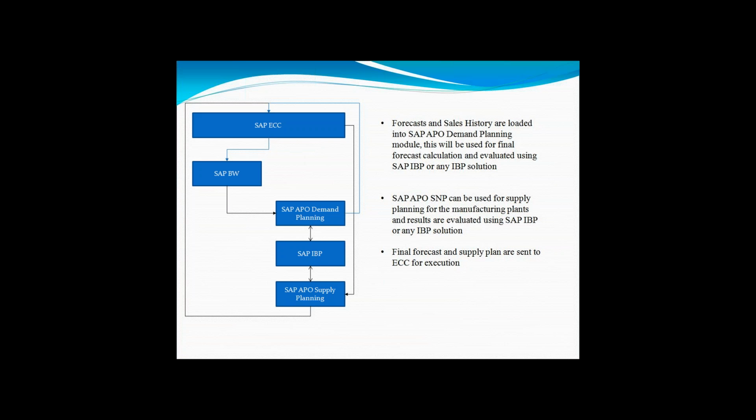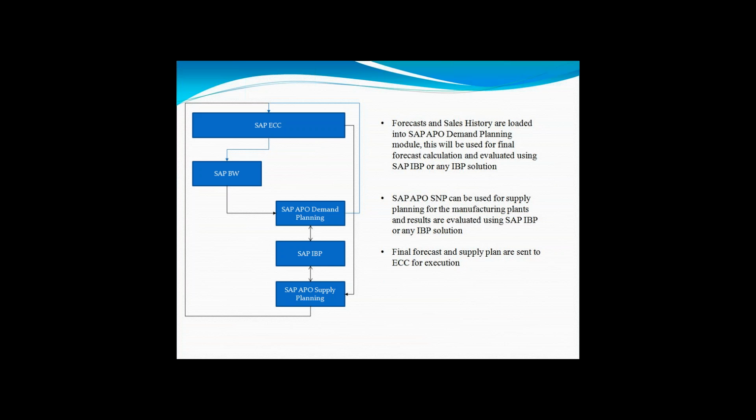But from planning, let's come back a little bit and look at the planning point of view, right? So when you're planning a product, keep in mind, we are a manufacturing industry. We're trying to plan a product at this point. So ECC provides enough data to the BW system, and BW provides data to the APO system.